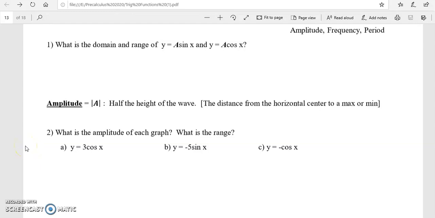Now we're going to expand on the idea of transformations on these trig functions. So we're specifically going to look at amplitude, frequency, and period. Those are three very important concepts when dealing with trig functions. And when we look at the domain and range of y equals a sine of x or a cosine of x, so when you substitute different values in there for a, let's see what happens.